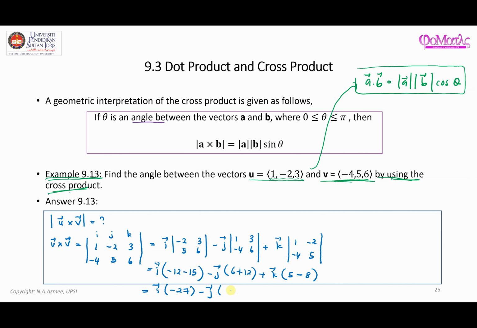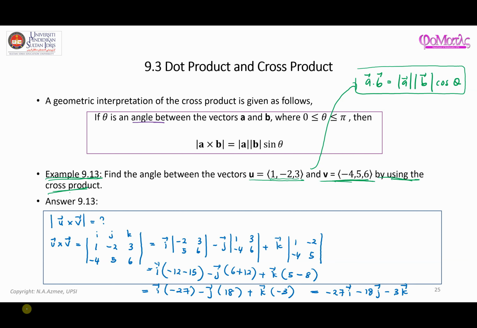This is 18 plus vector K. This is -3. And that can be further written as -27I minus 18J minus 3K. Okay.